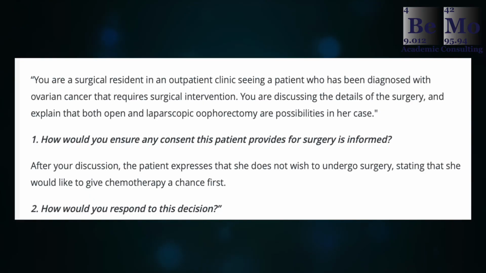So this question says, you are a surgical resident in an outpatient clinic seeing a patient who has been diagnosed with ovarian cancer that requires surgical intervention. You are discussing the details of the surgery and explain that both the open and laparoscopic oophorectomy are possibilities in her case. 1. How would you ensure any consent this patient provides for surgery is informed? After your discussion, the patient expresses that she does not wish to undergo surgery, stating that she would like to give chemotherapy a chance first. How do you respond to this decision?